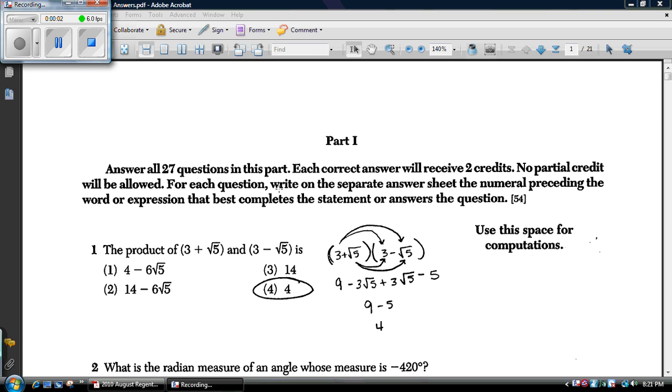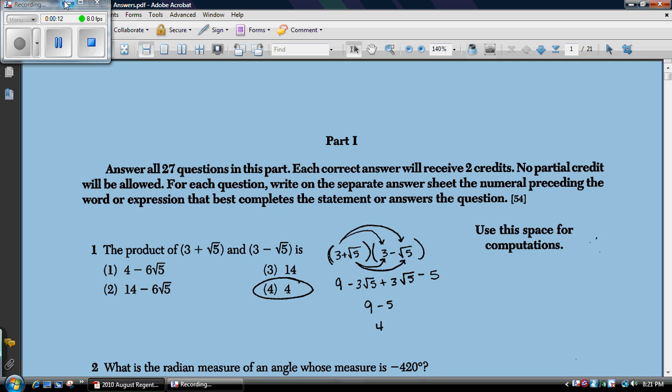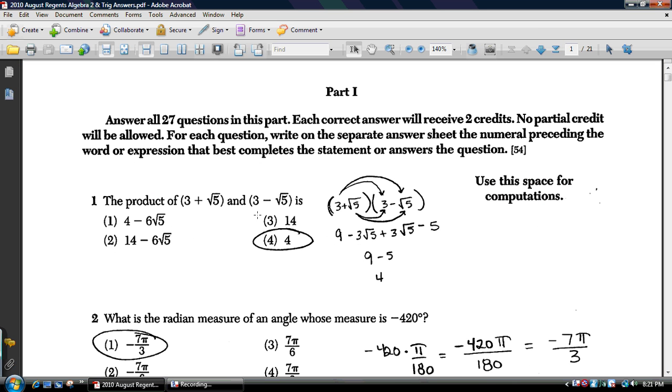Okay, so we're here. We're going to record the answer key for the 2010 August Algebra 2 and Trig Regents exam, and we're going to go through each problem. So here we go. Problem number one is the product of two binomials, one of which is a radical. All you do is FOIL.